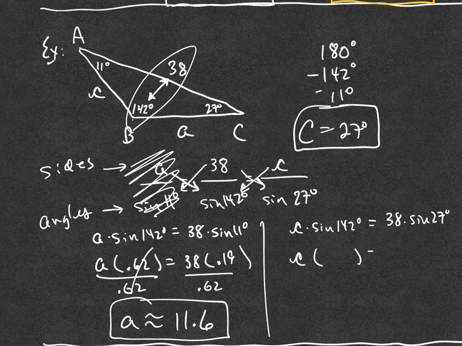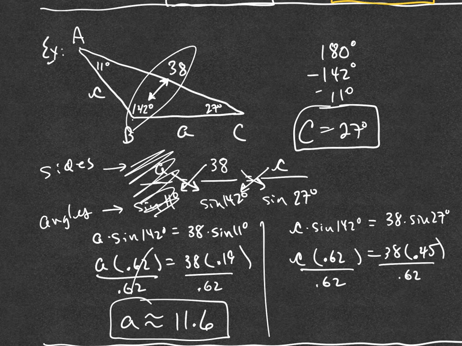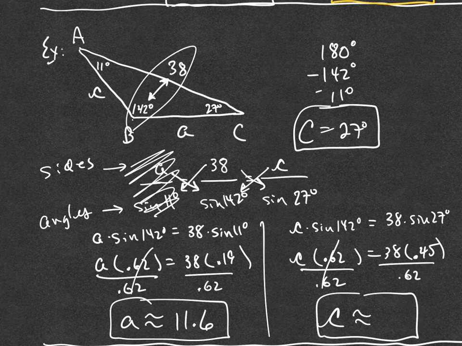Again, two trig values that you need to punch out on your calculators. The sine of 142 is 0.62 and the sine of 27 is 0.45. All right, so to solve, we want to get rid of that 0.62, so we divide. So little c then would be equal to 38 times 0.45 divided by 0.62. And we ended up at about 27.6 or so.